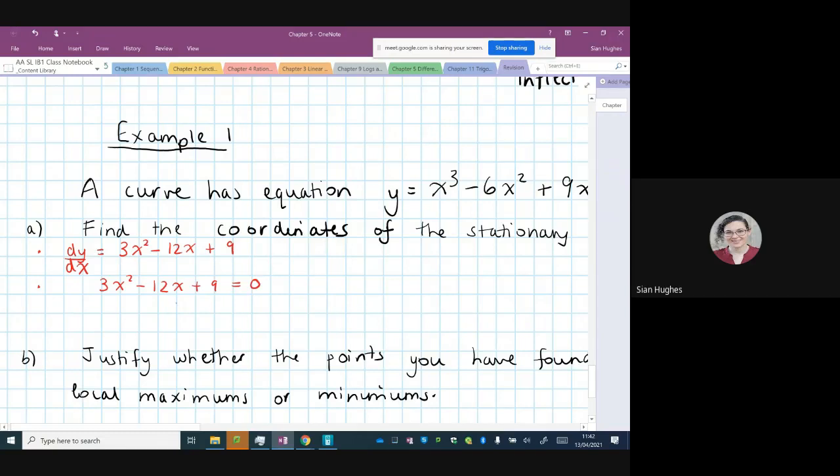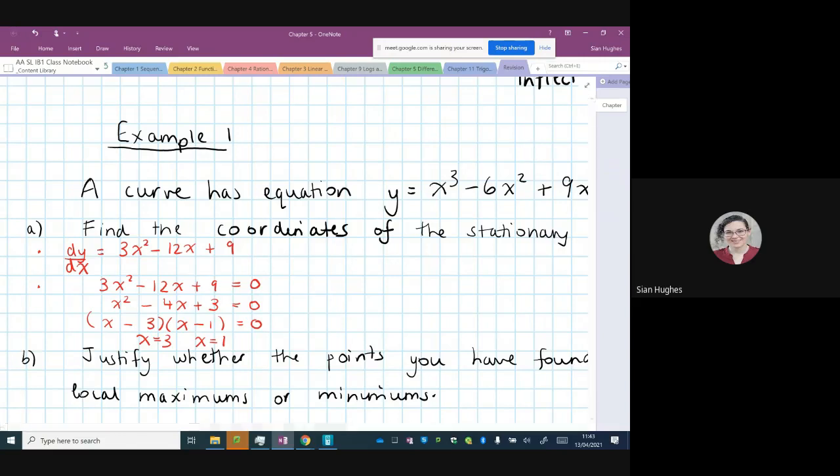So you may want to use the quadratic formula here. If it was on a calculator paper, you could go ahead and just solve it in your polynomial solver. It's actually easier than it appears, because we can divide everything by 3, and we'll find we get a quadratic which factorizes. I'm looking for two numbers that multiply to make plus 3, but add to make minus 4, and those two numbers are minus 3 and minus 1. So I get two solutions from here. x is 3 and x is 1.